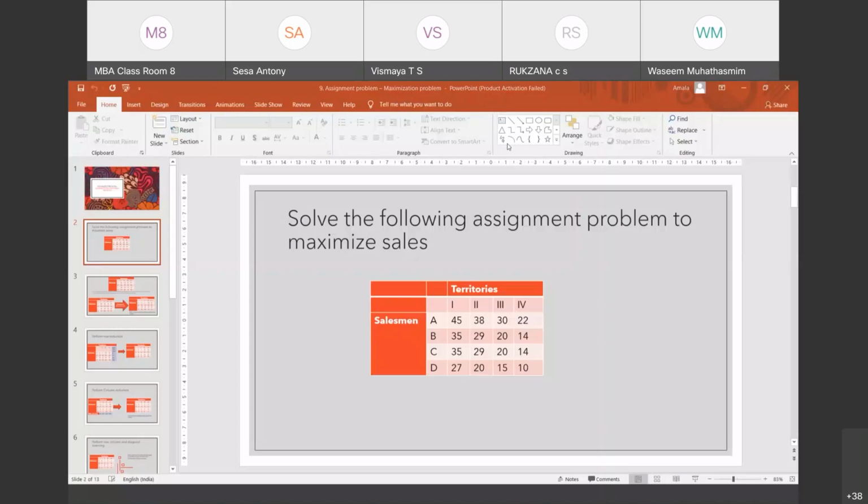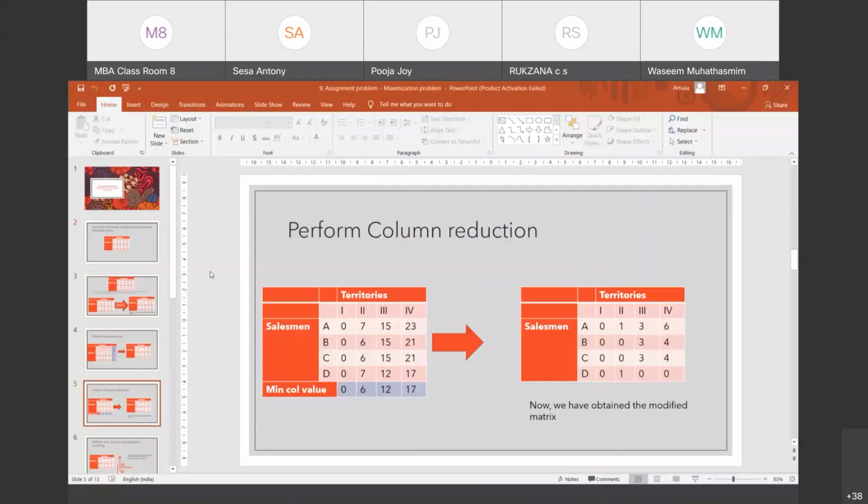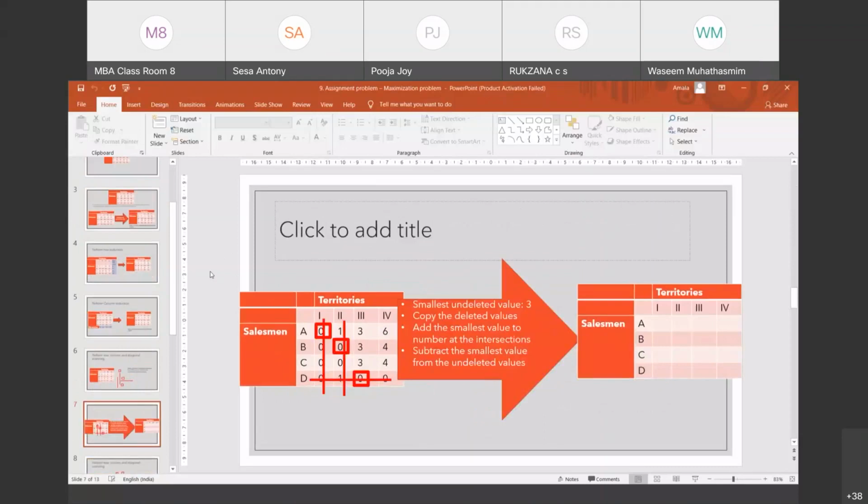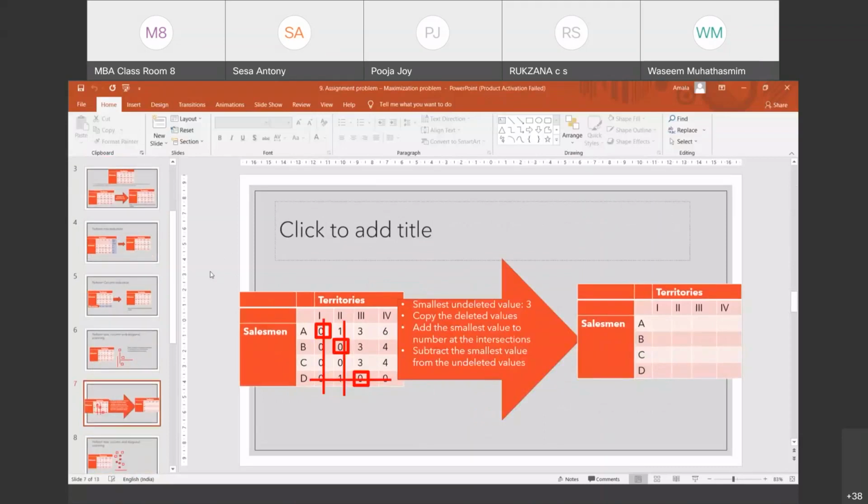Can you see the slides now? Yes, ma'am. Okay. So where did we stop? Okay, we stopped at this slide, right?